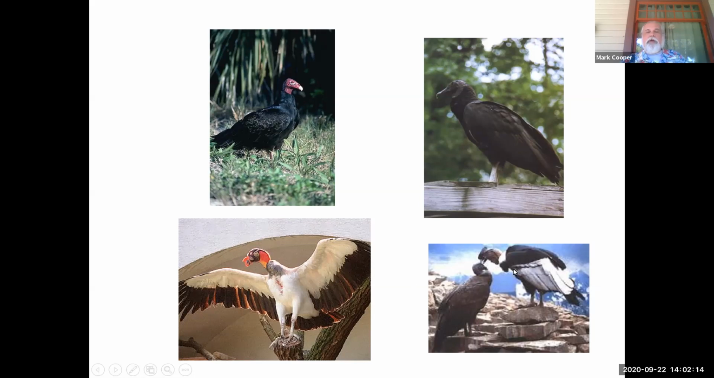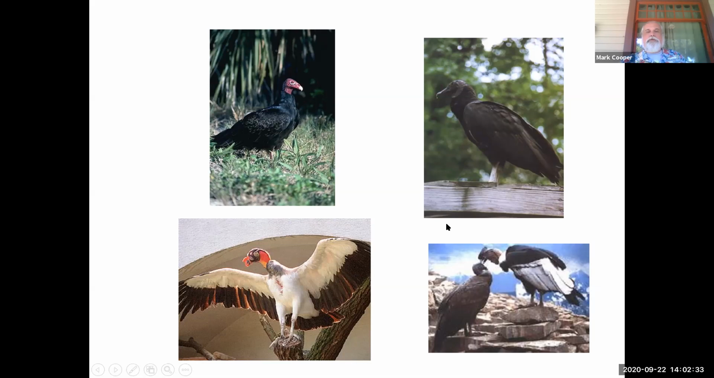And then over here on the right, and it's hard to tell, but these are Andean condors. And they're quite a bit larger. They have about a 10.5-foot wingspan on the males, and they weigh in at about 25 pounds. All right, so these are the four.